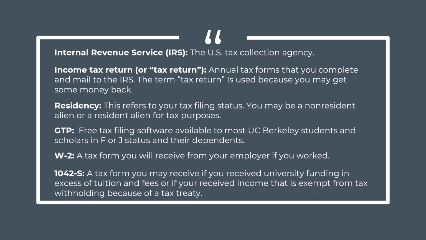GTP is free tax filing software available to most UC Berkeley students and scholars in F or J status and their dependents. A W-2 is a form you will receive from your employer if you had a job. It documents the income you earned and the amount of tax that was withheld from that income. And a 1042-S is a tax form you may receive if you received funding in excess of tuition and fees, or if you received income that is exempt from tax withholding because of a tax treaty.